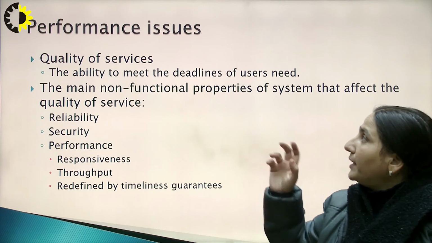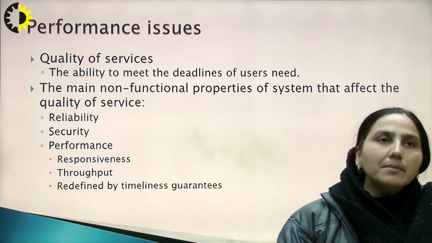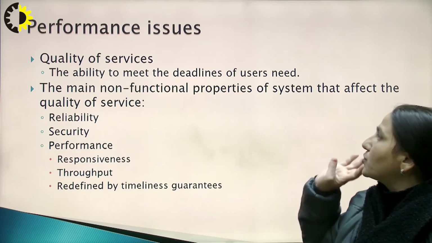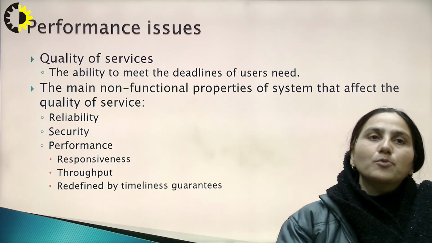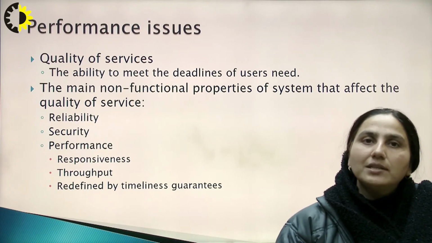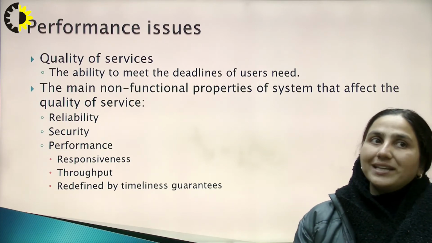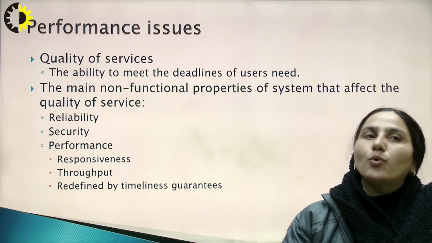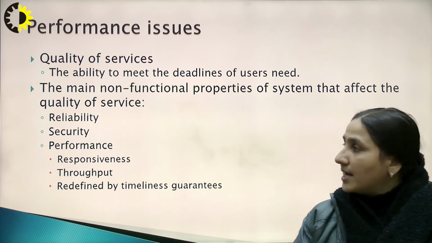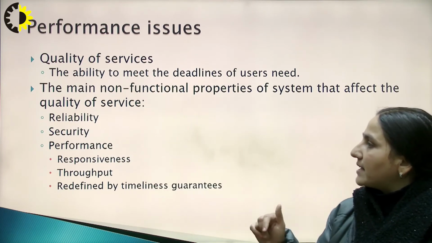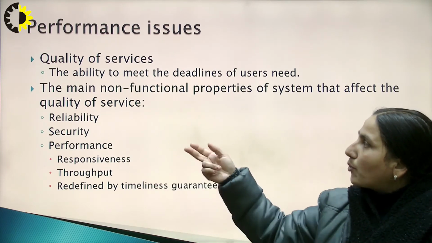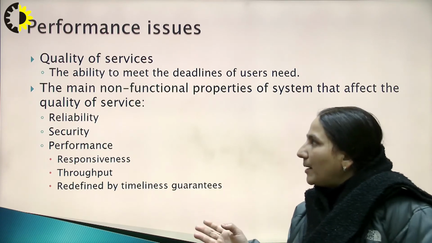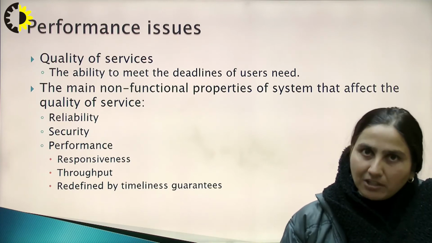Now what is quality of service, QoS? This again plays an important role. It basically means the ability to meet the deadlines of users' needs. What is the quality of service that is provided to whoever will be using the system? There are many non-functional properties of the system which affect the quality of service. They again play a very important role. How reliable a particular system is? We always want a system to be reliable. Reliability is the probability of failure-free operation.